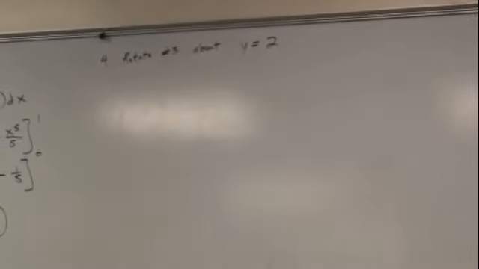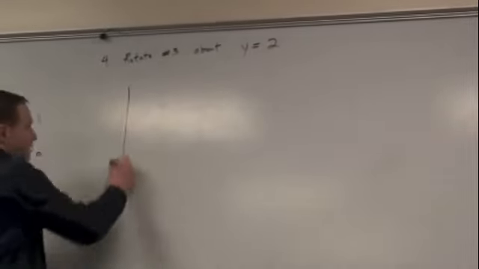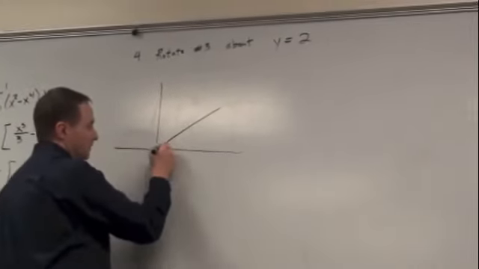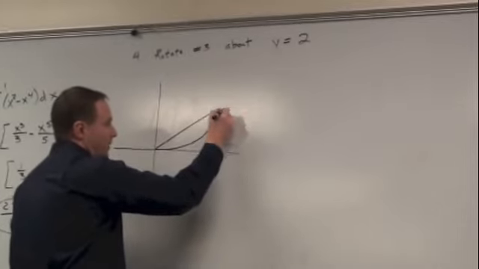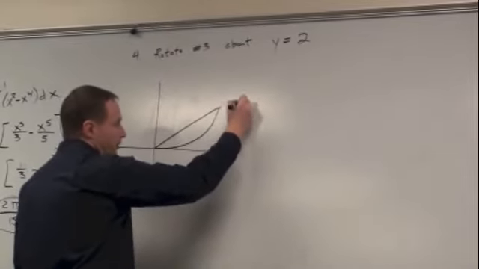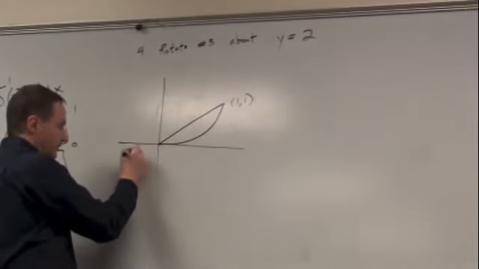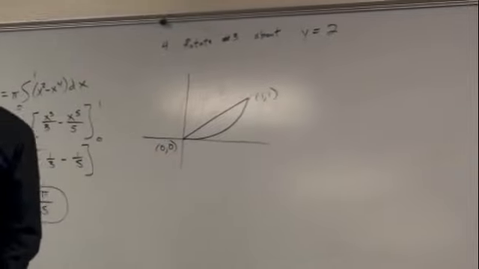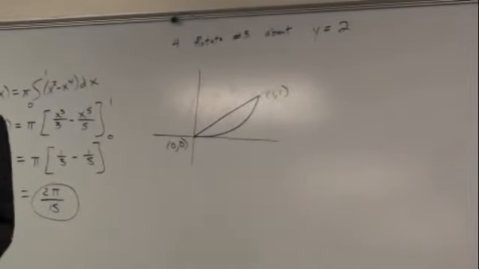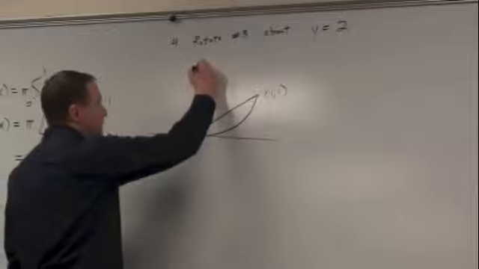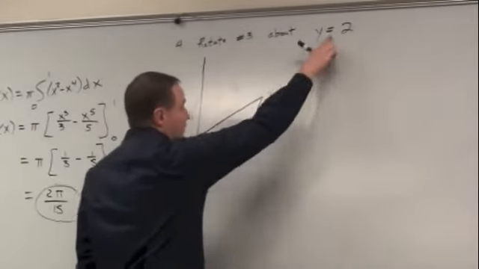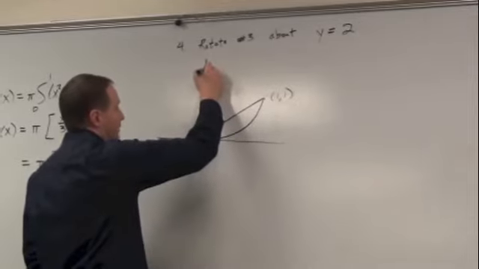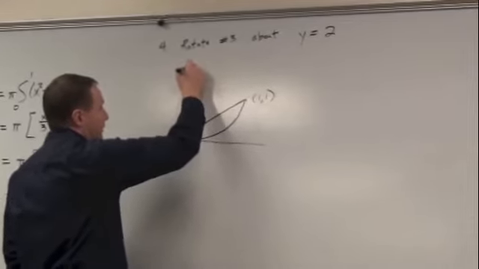So the region from number 3 was this area between x and x squared. Now I probably should put the points. This is the point 1, 1. This is the point 0, 0. But now my axis of revolution is no longer connected with the region. The axis of revolution is up here. This is a horizontal line at y equals 2. So if that's y equals 1, y equals 2 is about right here.